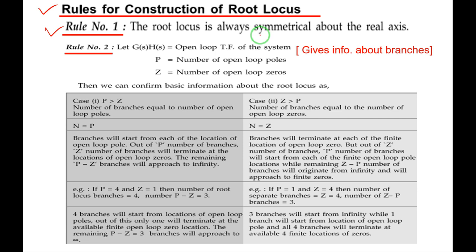If we draw the root locus and there is no symmetry about the real axis, then you have gone wrong somewhere while drawing the root locus. That is the meaning, right? So the root locus is always symmetrical about the real axis. Then we'll take up rule number 2.